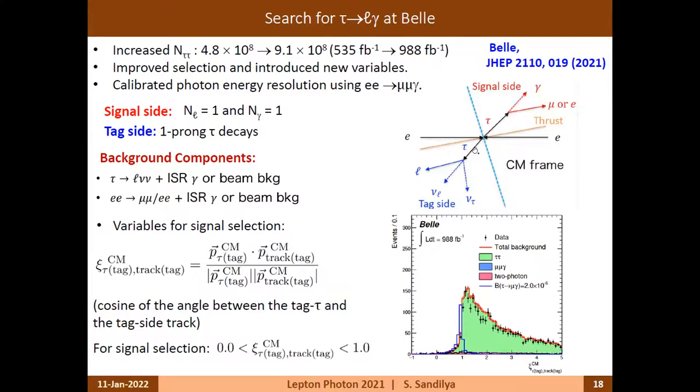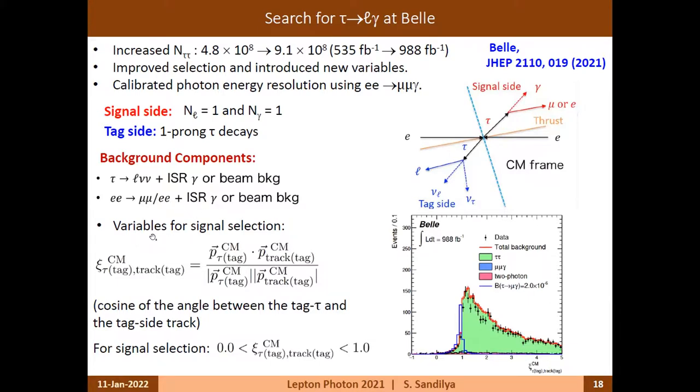here also e+ e- going to tau+ tau-. So one side is reconstructed in a single-prong tau decay, and on the signal side we have one lepton and one photon. And the background can also come from tau going to L nu nu and an ISR photon, or from the beam background, and e+ e- going to mu mu or e e combined with the ISR photon or the beam background photon.